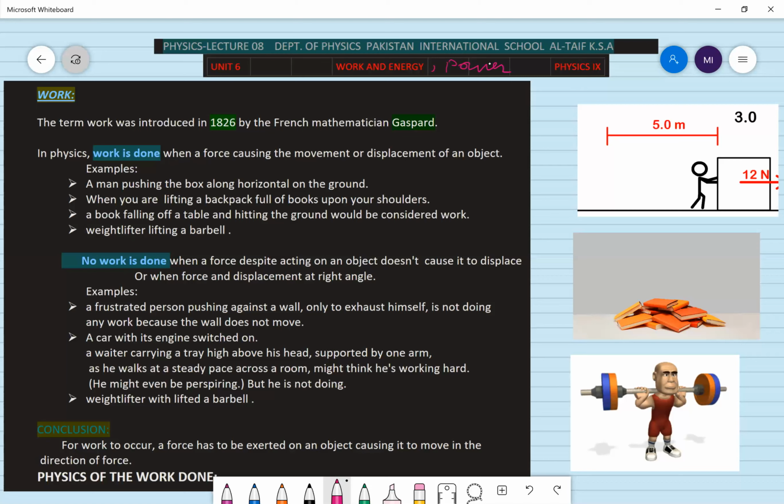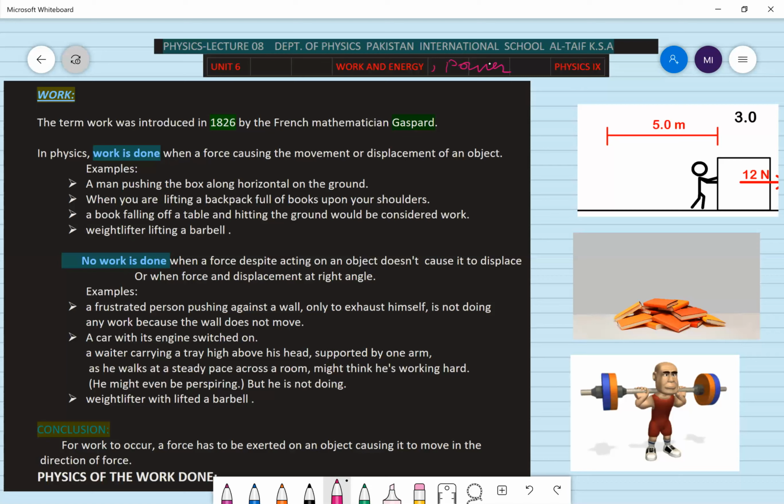For example, if I tell you that I have done a lot of work while preparing this lecture, you might think that sir is tired and has done a lot of work. But in physics, this is not work done. You'll be very surprised that despite my so much effort and this long stay on my chair, I'm not doing any work. Physics does not accept it, and there is a very interesting reason, and inshallah, I will explain all these things.